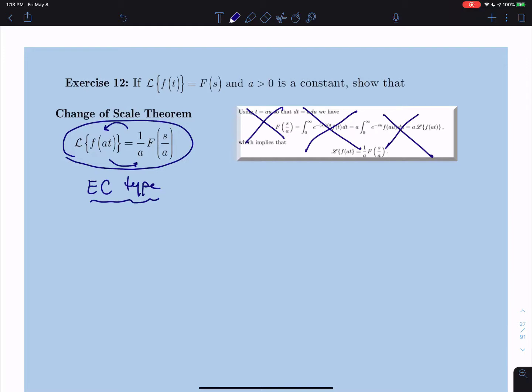It's called the change of scale theorem, and it turns out that the Laplace transform of f of at is 1 over a times F of s over a. That's just how it works out. This is like a proof, so it'll be interesting to see if you could come up with how you could do this. Obviously, you have to use the definition for this. So again, we can continue discussing this under discussions if need be.